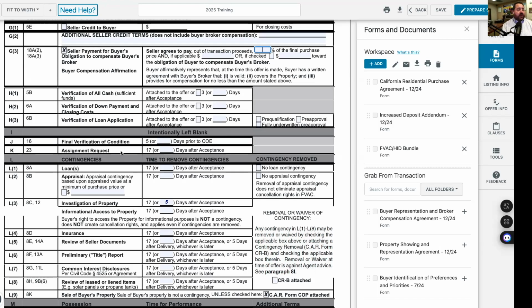Okay, so final verification, that's your walkthrough. By default, it's 5 days. We don't need to change that. Please make sure you're trying to do your final walkthrough as close to that 5 days prior as possible. Okay. And finally, K, assignment request. You have the ability in the first 17 days to request an assignment. That's it. The seller does not have to accept assignments, but you have the ability to request in those 17 days.